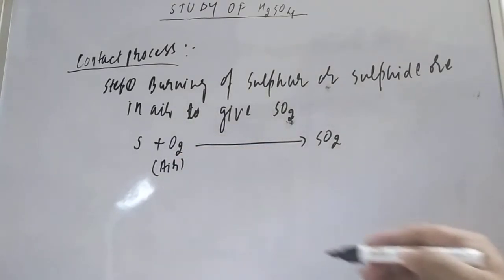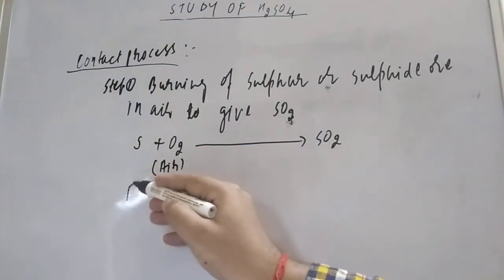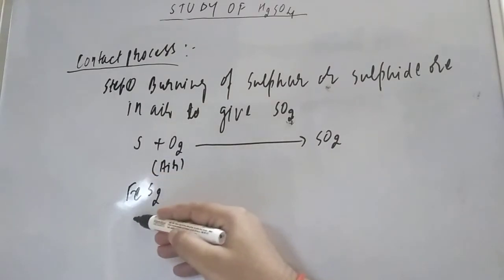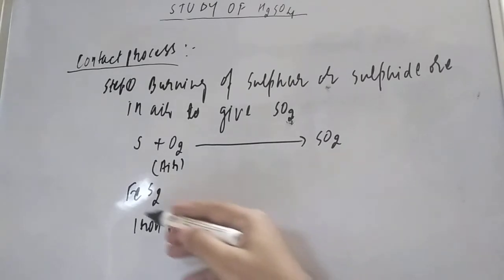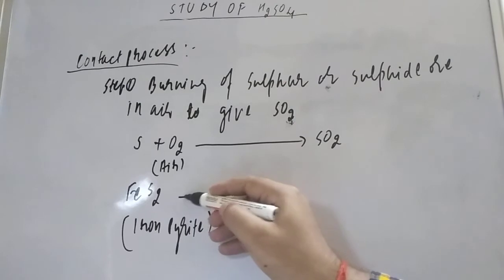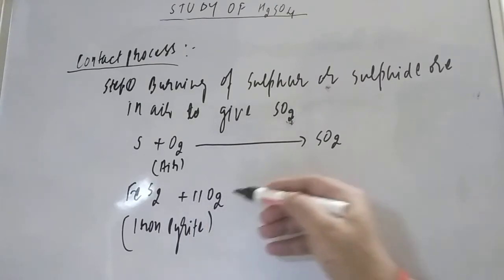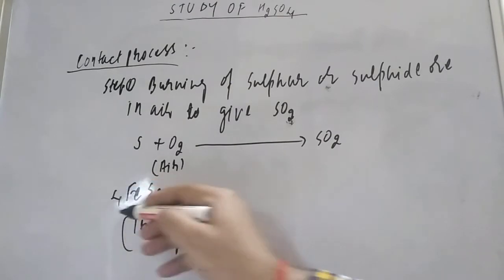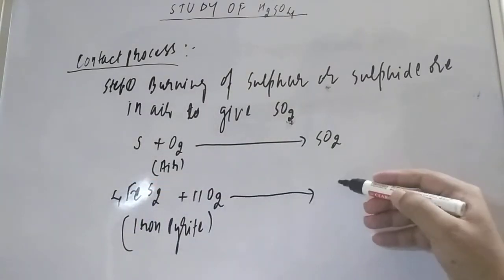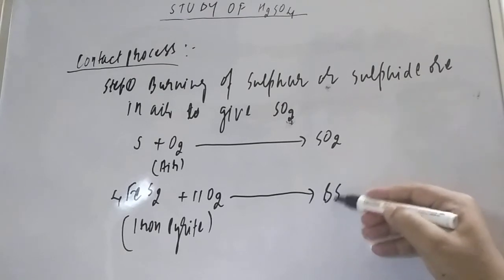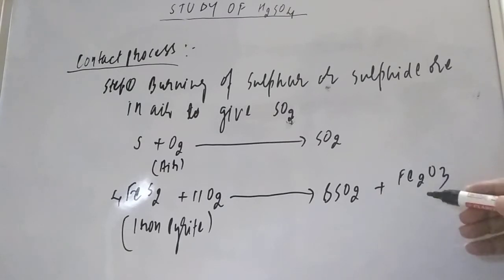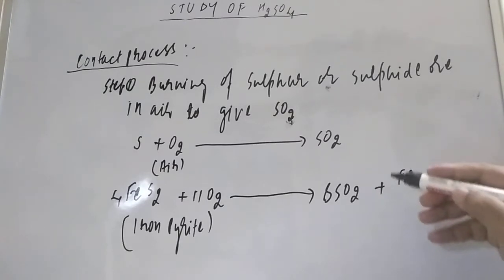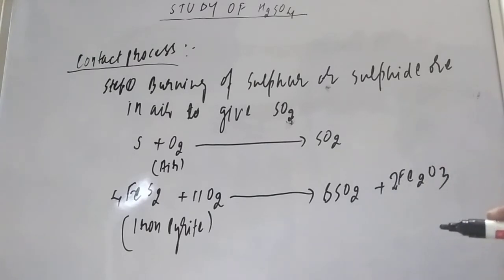And then the next one is iron pyrite, FeS2. FeS2 is known as iron pyrite, student. When you heat this with excess of oxygen, it will undergo the process of roasting and give 8 mole of sulfur dioxide, SO2, and also 2 mole of Fe2O3. So this is the first step of the contact process.